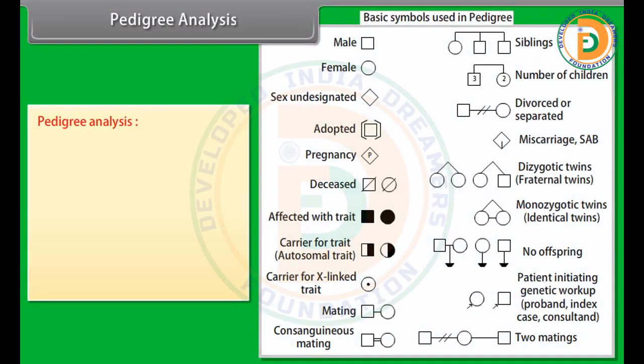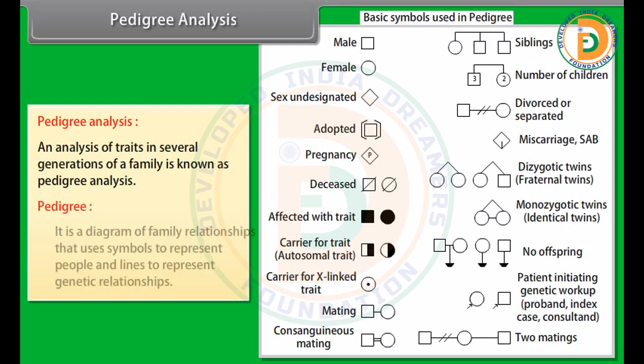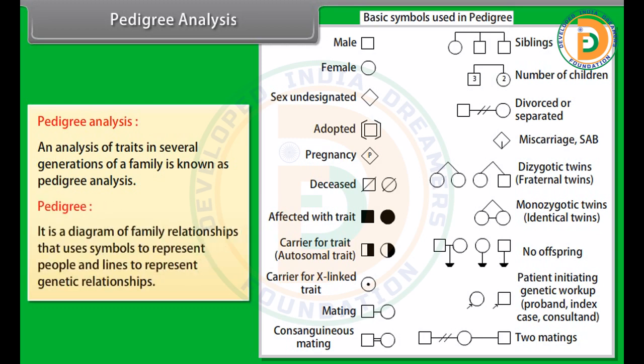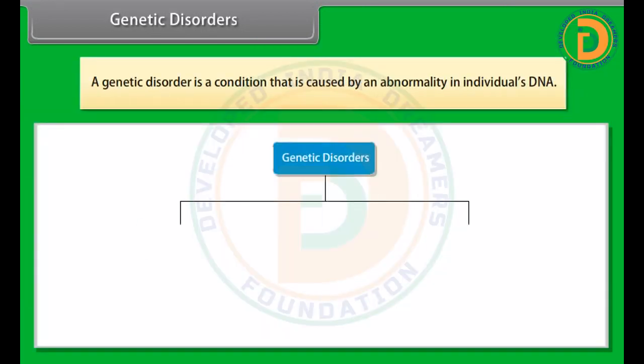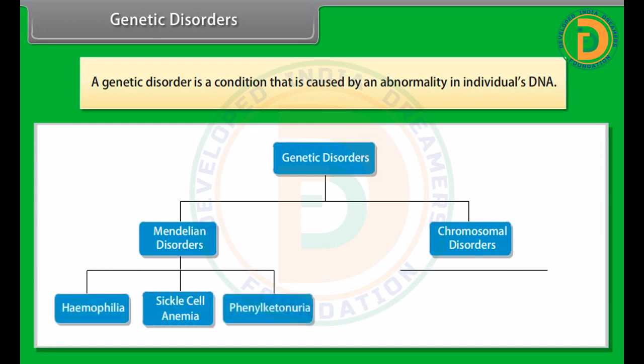Pedigree analysis. An analysis of traits in several generations of a family is known as pedigree analysis. Pedigree: it is a diagram of family relationships that uses symbols to represent people and lines to represent genetic relationships. Genetic disorders: a genetic disorder is a condition that is caused by an abnormality in an individual's DNA.